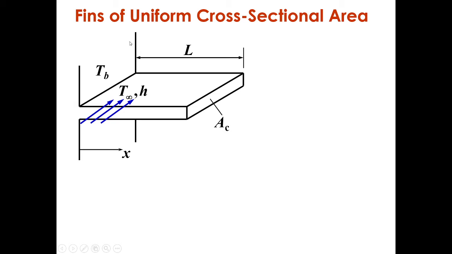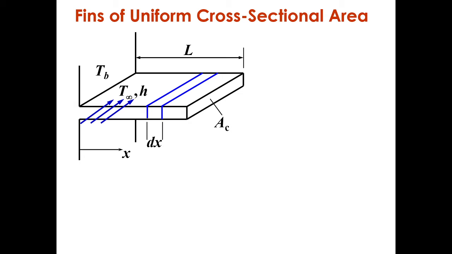So guys, now another topic is fins of uniform cross-sectional area. Here you can see that the cross-sectional area is equal everywhere, that is A_C, and here is A_C, and here also A_C. The temperature of the system is T_B, and here is the T infinite temperature, and h is a constant. And here is a small length of the fin, that is dx.